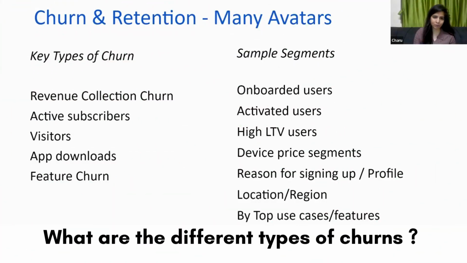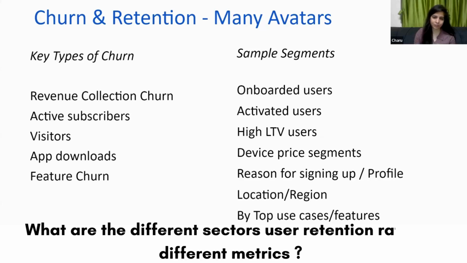We have different types of churn, and we have different segments in which we measure the user retention rate and different metrics. I'm not able to understand how it is really divided into segments, how the line between different segments is defined, and why metrics are different in different segments.